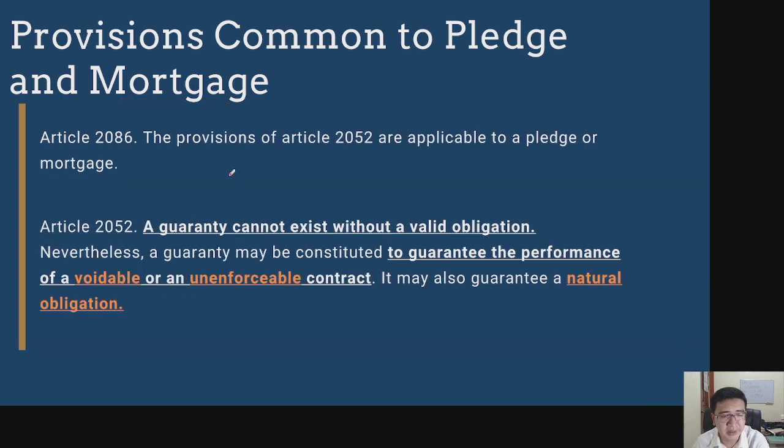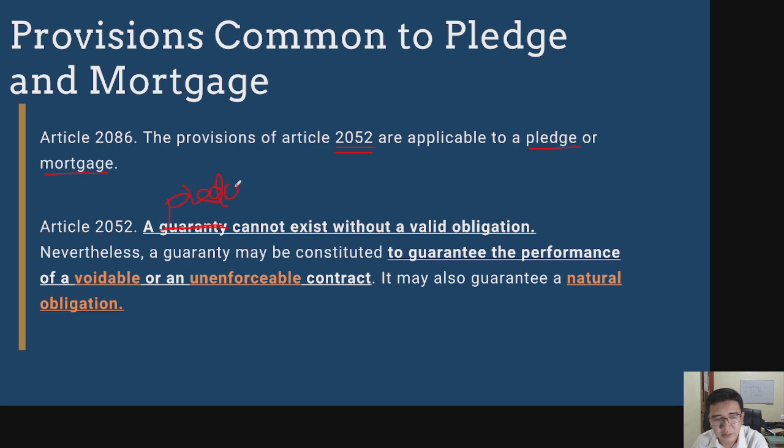Article 2086, the provisions of Article 2052, which we have discussed before, are applicable to a pledge or mortgage. So what is Article 2052? That a guarantee cannot exist without a valid obligation. So we erase that one.